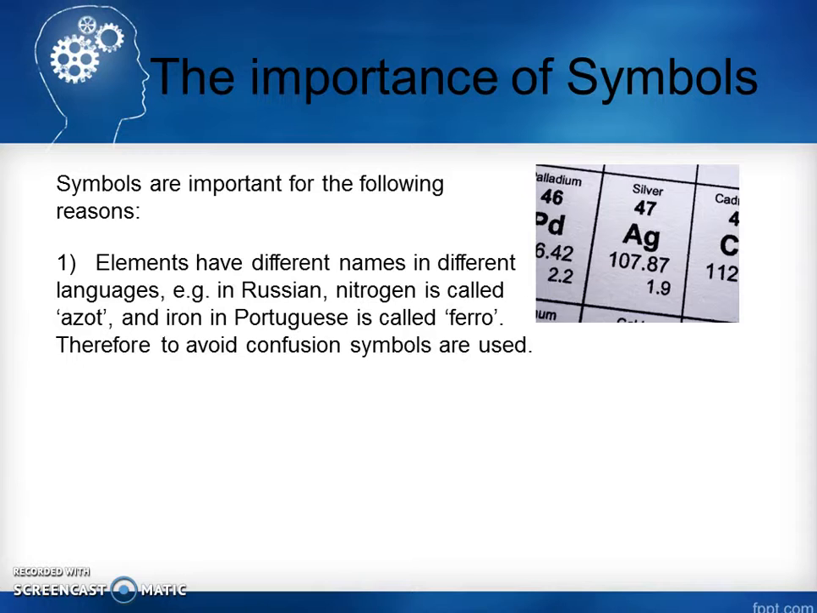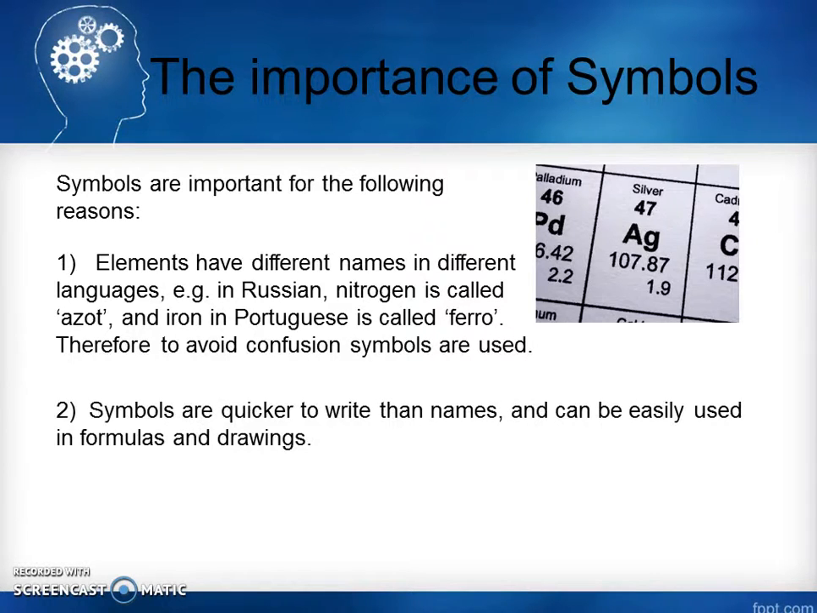The first one, elements have different names in different languages. So for example, in Russian, nitrogen is called azot, and iron in Portuguese is called ferro. Therefore, to avoid confusion, symbols are used. They're universal. Symbols are quicker to write than names. So I'm sure you've all seen a chemical reaction or a chemical equation, and in there you see symbols. Imagine if we had to write each word out. It would take too much space and time.